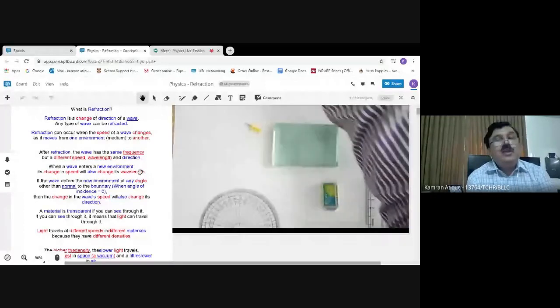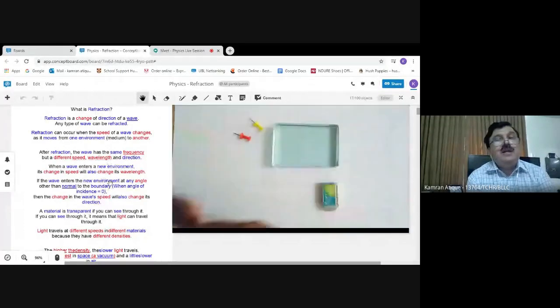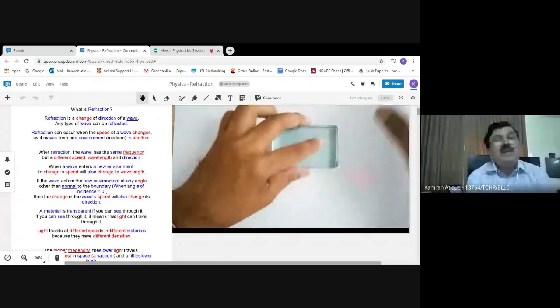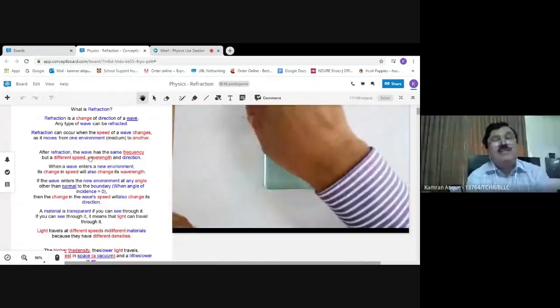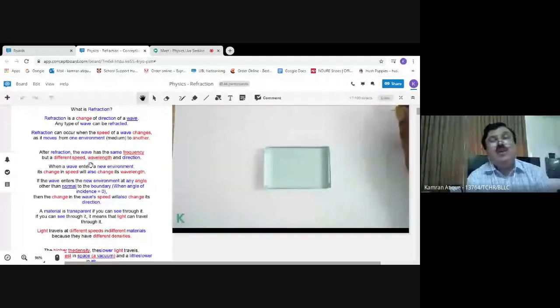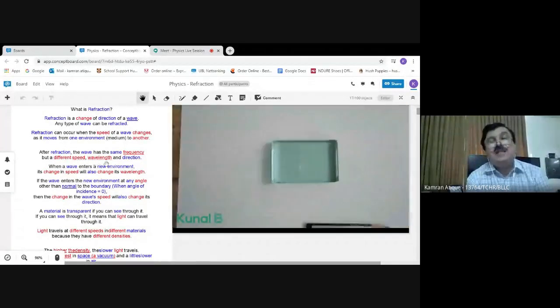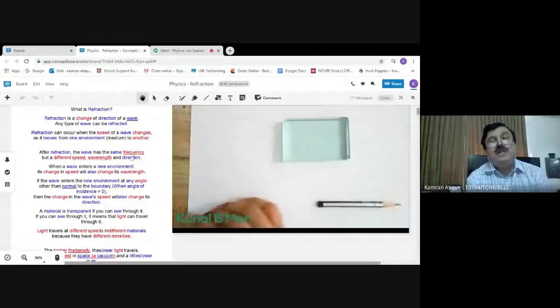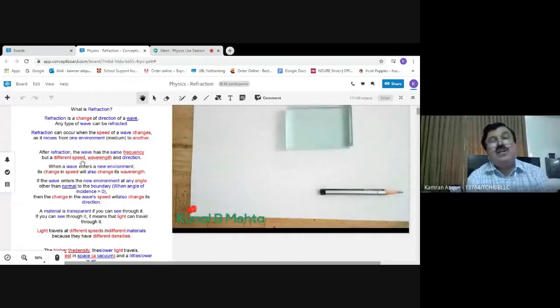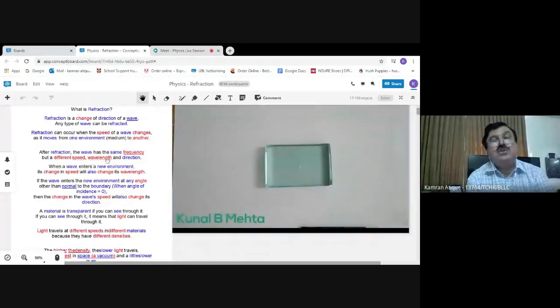Now read this particular material which is available here. Some important concepts are given here. This is also a very important concept: after refraction, the wave has the same frequency but a different speed, wavelength and direction. Except in one case, when the angle of incidence is equal to zero, the direction is not changed. In that case, the direction and frequency both remain the same, and only the wavelength and speed change. But in all other cases, the angle of incidence is not equal to zero.